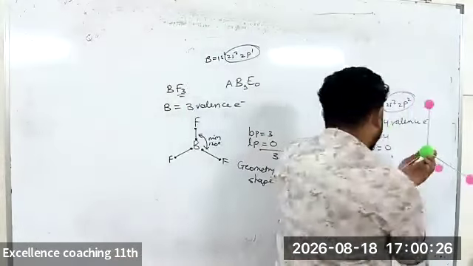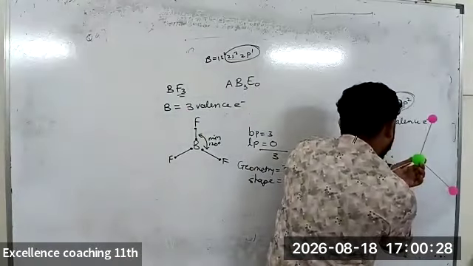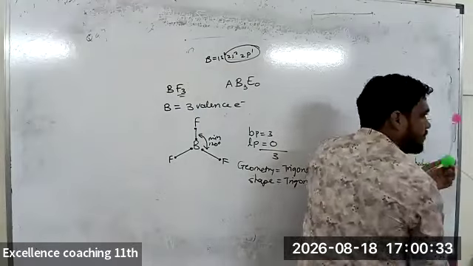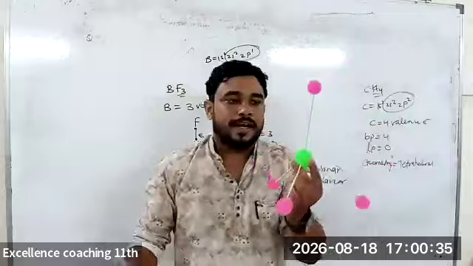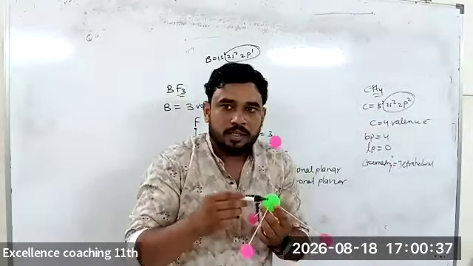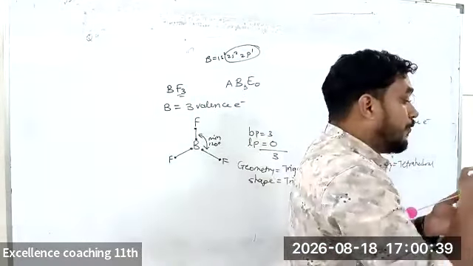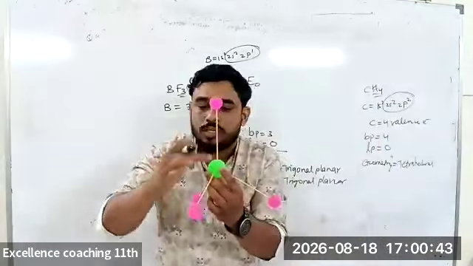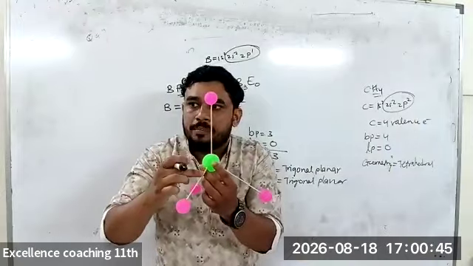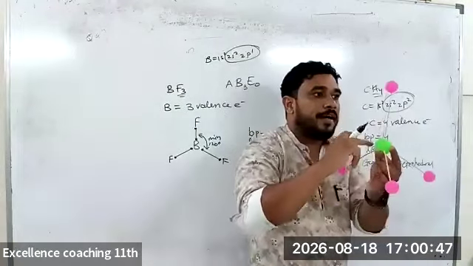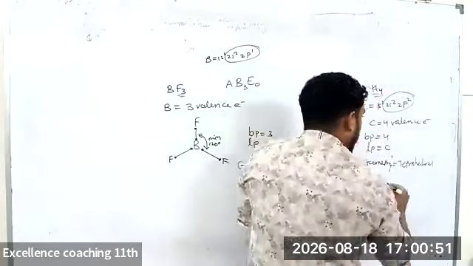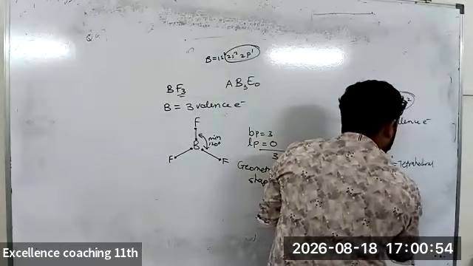Yes, the geometry is called what? Tetrahedron. What is this angle? 109.5 degrees. This is the same for hydrogen and not only hydrogen. This angle is 109.5, this angle is 109.5, and this angle is 109.5. So what is the geometry here? Tetrahedron. Is there any lone pair here?